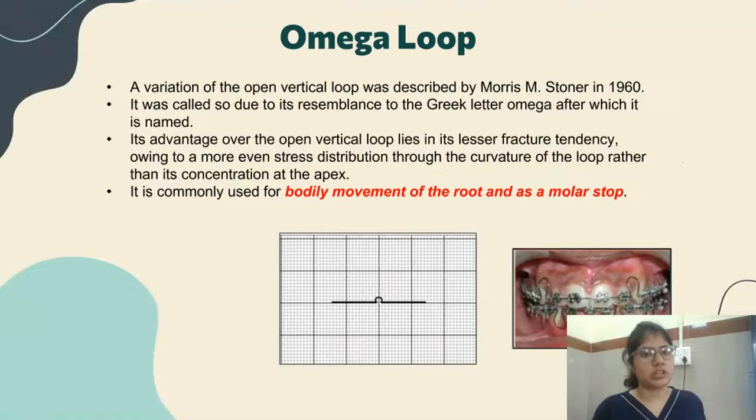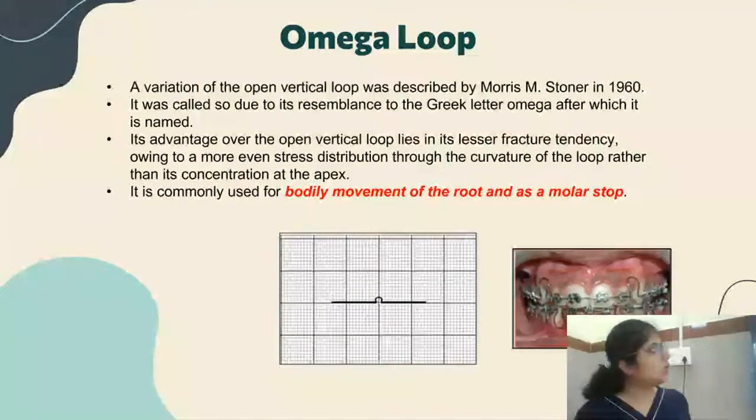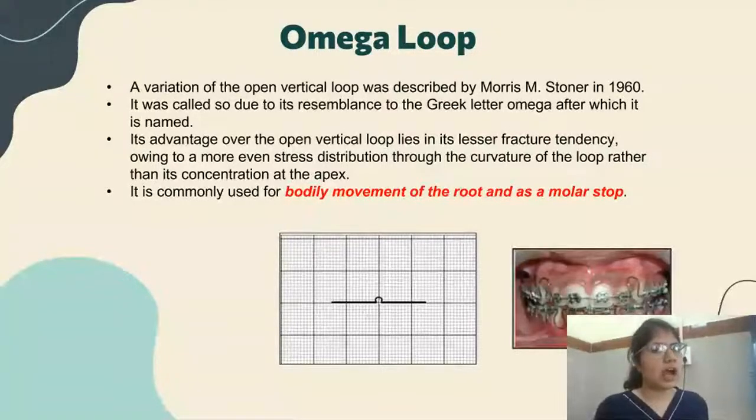Next is omega loop. A variation of the open vertical loop was described by Morris M. Stoner in 1960. It was called so due to its resemblance to the Greek letter omega, after which it is named. Its advantage over the open vertical loop lies in its lesser fracture tendency owing to a more even stress distribution through the curvature of the loop rather than its concentration at the apex. It is commonly used for bodily movement of the root and as a molar stop.